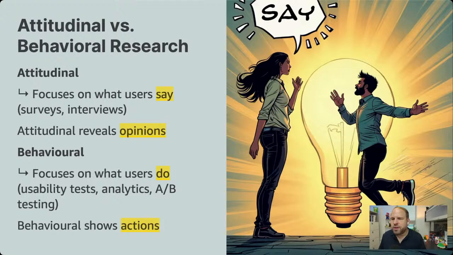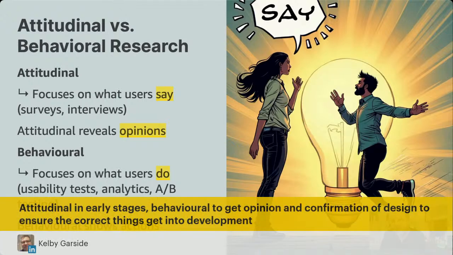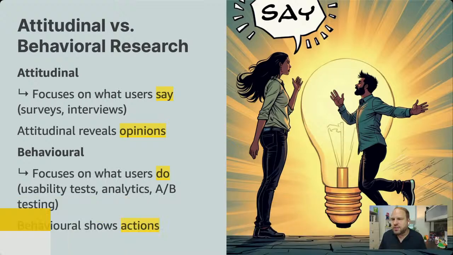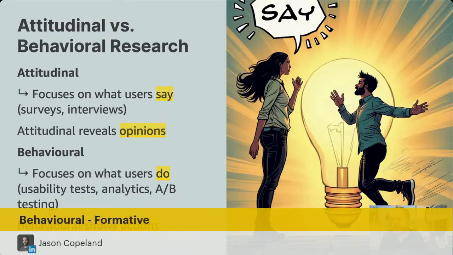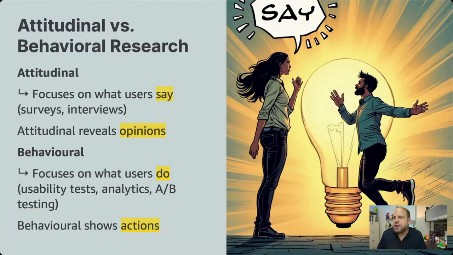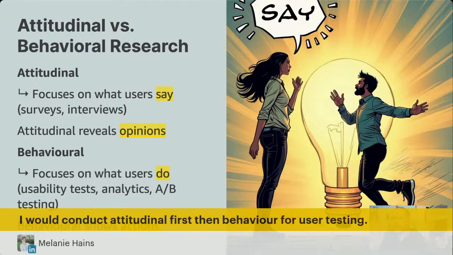Yeah, okay, we've got more coming in. So yes, attitudinal in the early stages, and then behavioral, getting confirmation of the design, ensuring the correct things go into the development. That is really nice. And yes, you can, well, this one actually I think is upside down. Again, you can do both, but I'd say attitudinal is more in the formative part because you're just getting more of the ideas, and then behavioral is more in the summative part.